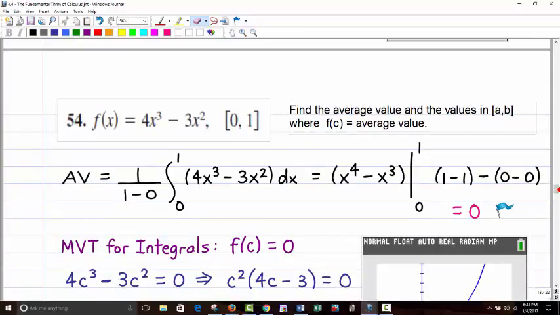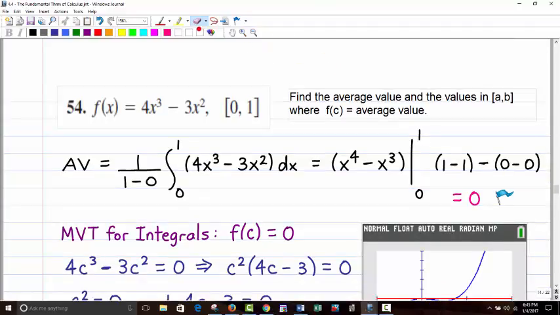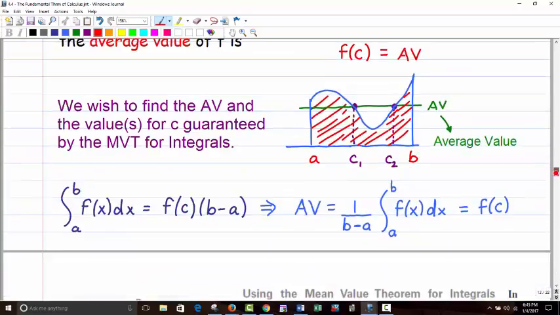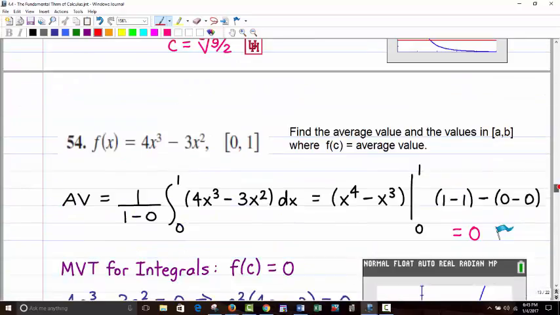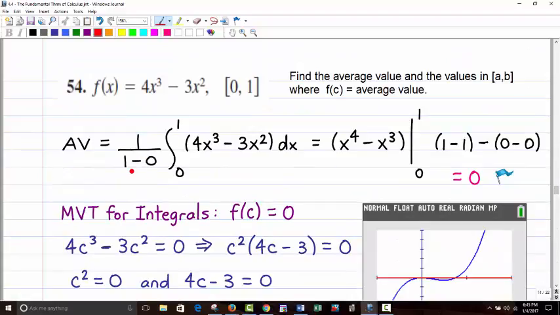All right, here's another one where we're going to find the average value. So we're going to evaluate. Okay, so it's 1 over b minus a. Not sure if I remembered to mention that up here. I have it written, but yeah, 1 over 3 minus 1. So it's 1 over 1 minus 0. And then the antiderivative from 0 to 1 of 4x cubed minus 3x squared, which will give me a pretty easy antiderivative. That's going to be x to the fourth minus x cubed.